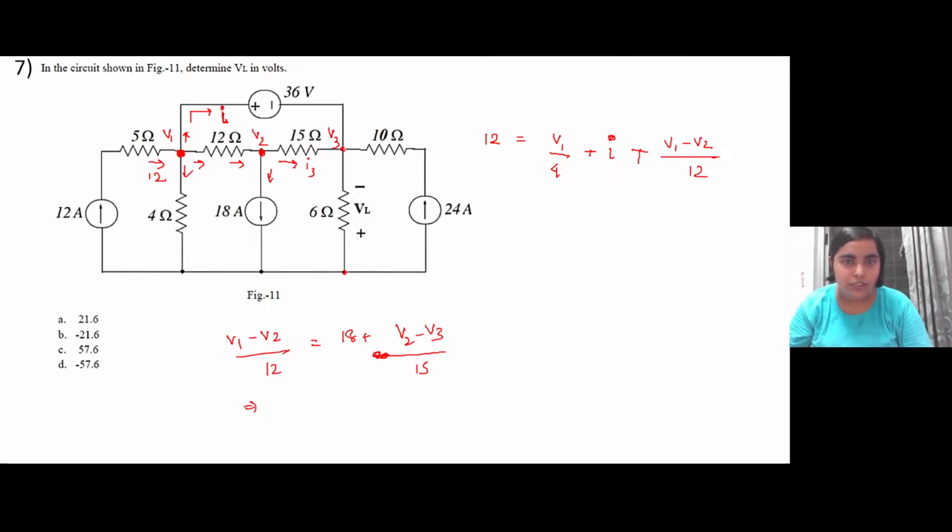And the third equation will be at node 3. Here again this I current is coming in, I3 current is coming in, 24 ampere current is coming in, and let us assume one current that is going out. So it is V2 minus V3 by 15, then this current is coming in, then I current is coming in, so let this be I, and it will be equal to V3 by 6. Also 24 current is coming in, so 24 will be on this side. This will be the third equation, right?